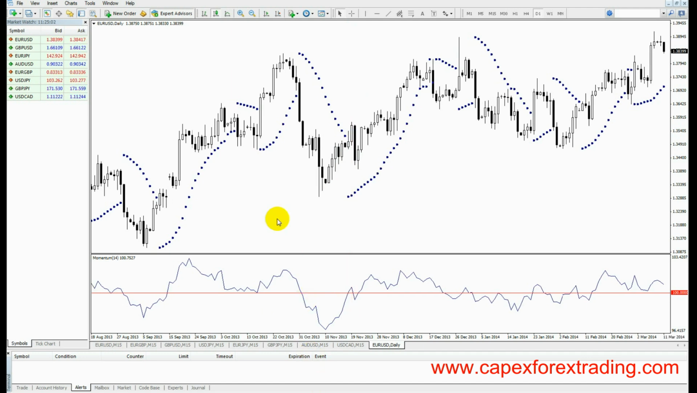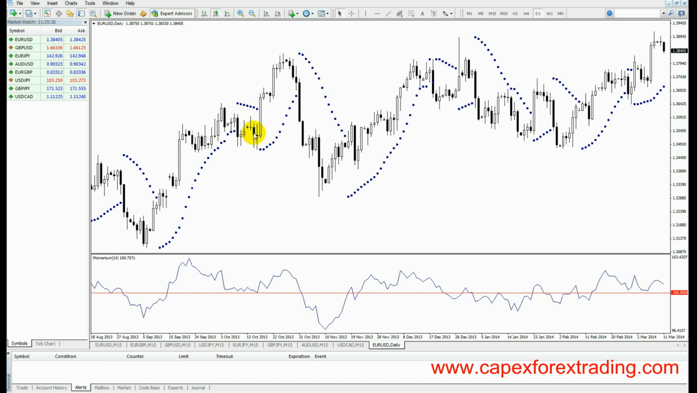Now, there is a scenario where the parabolic SAR is useless, and that is when we have a range-bound market. Now, a range-bound market is simply a market with no direction. So we have no uptrend and we have no downtrend. And that's the scenario that we've got in this little section here. So you don't need any special training or anything like that. By simply using your naked eye, you can see that the market is sort of bouncing around.